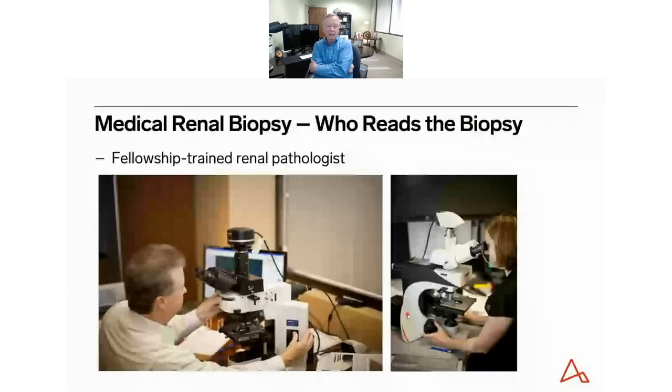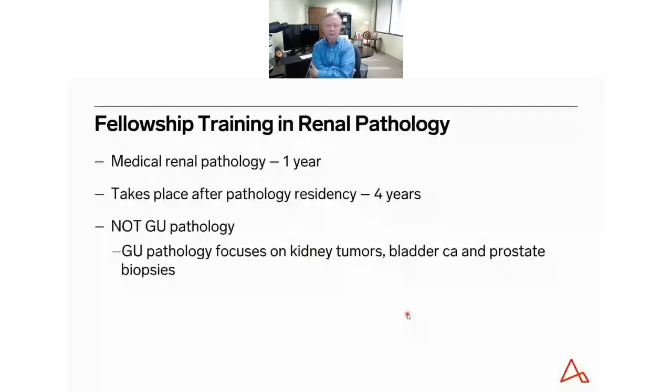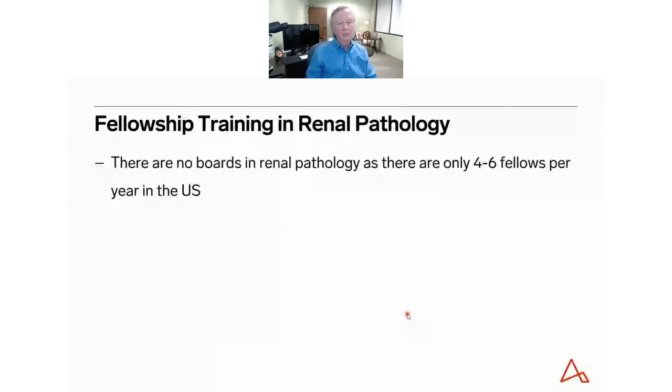We're fellowship trained. So what does that actually mean? Well, I took a path residency of 4 years and then medical renal path for a year. This is not GU path, which focuses on tumors, bladder, prostate. When I tell people I'm a kidney pathologist, they always immediately tell me about their uncle who has renal cancer. I don't try to explain it to them, but there's a big difference. Why just fellowship training and not board certified? Because we only train 4 to 6 people a year. There are no boards.